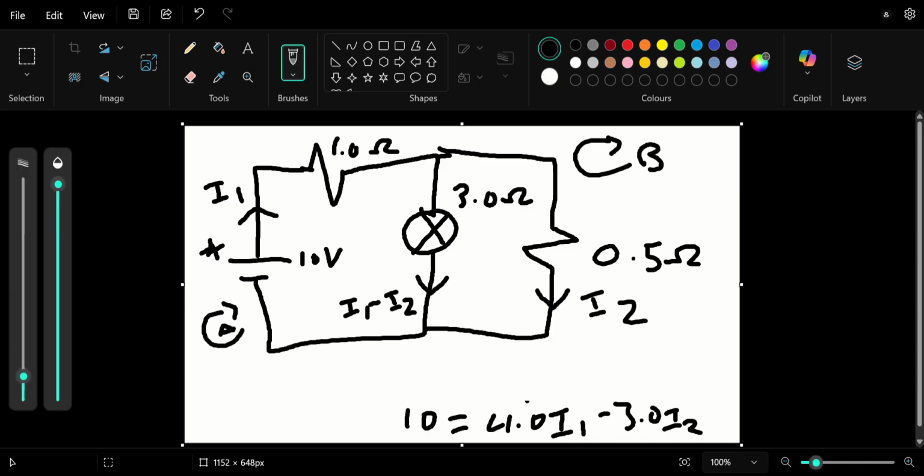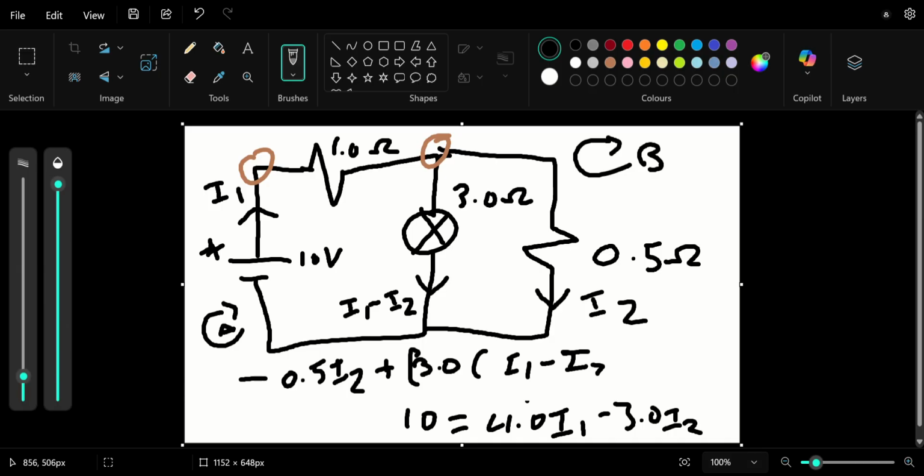Speaking of loop B, if we apply the same rules and logic, start from this top left hand corner here as we did before and go around in a loop, we have minus 0.5 I2 plus 3.0 times the middle current here, in this case I1 minus I2, and now this is going to be equal to 0.